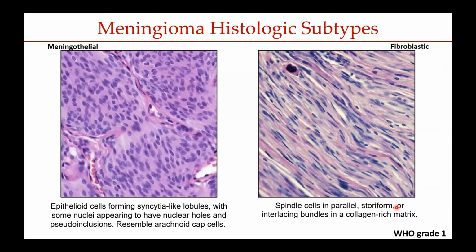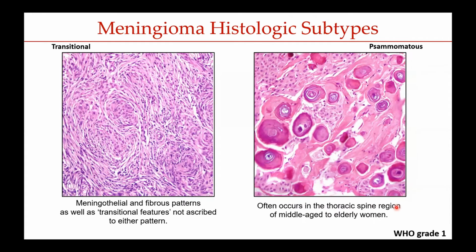In that case, STAT6 immunohistochemistry can be very useful. Both of these types generally are grade 1, and I'll get into some of the grading issues and complexities of that, which is increasingly an area of investigation and revision of our guidelines.